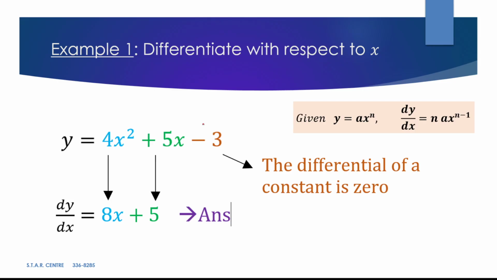And differentiating minus 3, the differential of a constant is 0. So if I differentiate minus 3, that's just 0. We don't need to write in the plus or minus 0 here. We can leave our answer as just 8x plus 5.